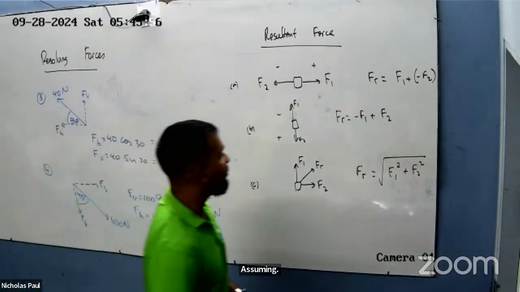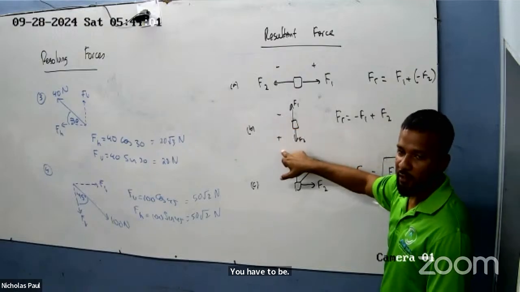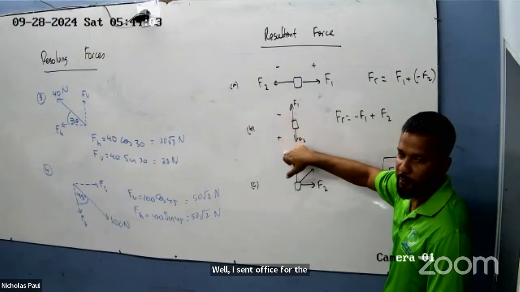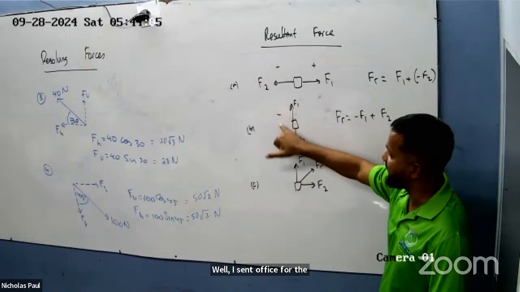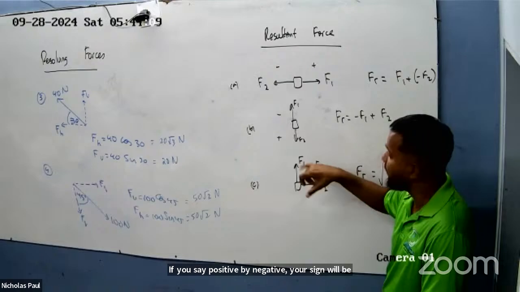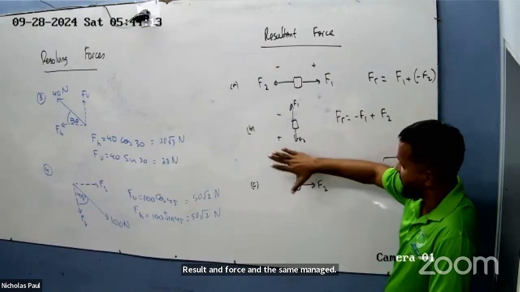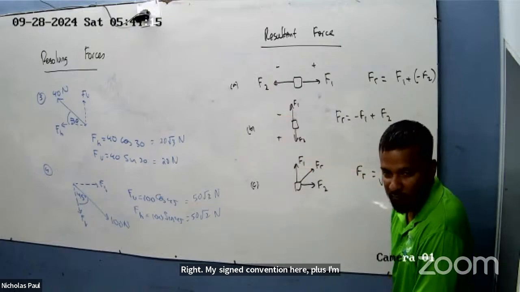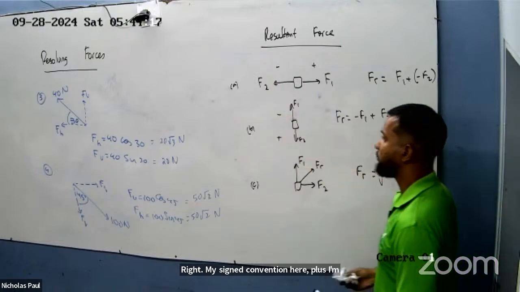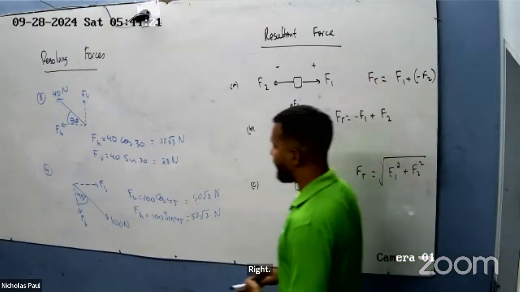So which one? Well, I said up is positive, down is negative. I said up is negative, down is positive. It doesn't matter. If you say positive and negative, your sign will be different, but you'll end up with the same resultant force in the same direction. My sign convention here plus and here minus, it doesn't matter. All right, so that's the way you find resultant force.